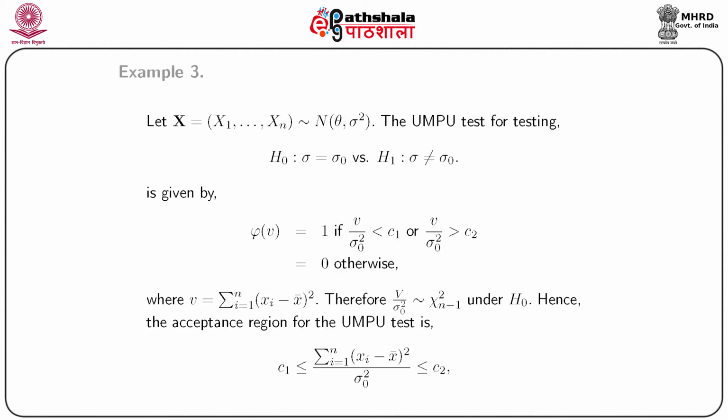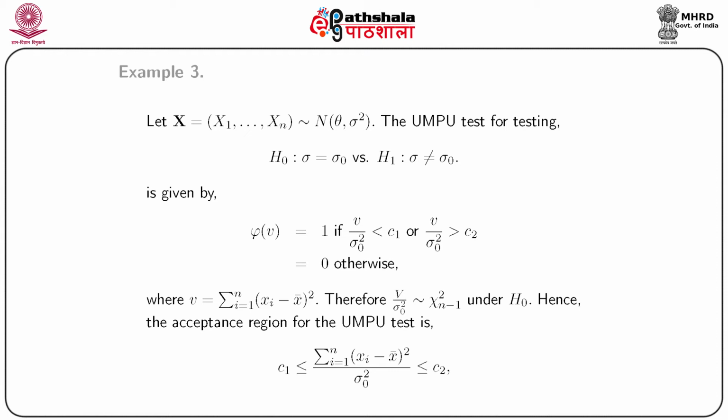We consider our third example. Let X1, X2, ..., Xn be a random sample of size n from a normal population with mean theta and variance sigma square, where theta and sigma square are both unknown. The UMPU test for testing H naught: sigma equals sigma naught versus HA: sigma not equal to sigma naught is given by psi(V) equals 1 if V by sigma naught square is less than C1 or V by sigma naught square is greater than C2, equal to 0 otherwise, where V equals summation i from 1 to n of (xi minus x bar) square.